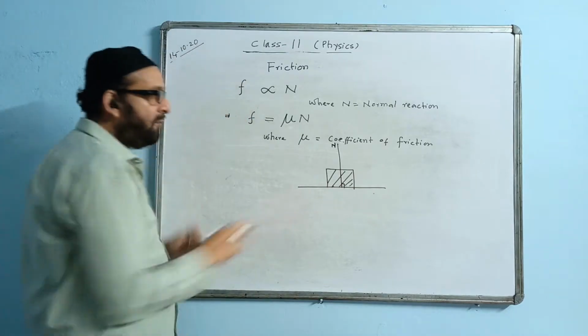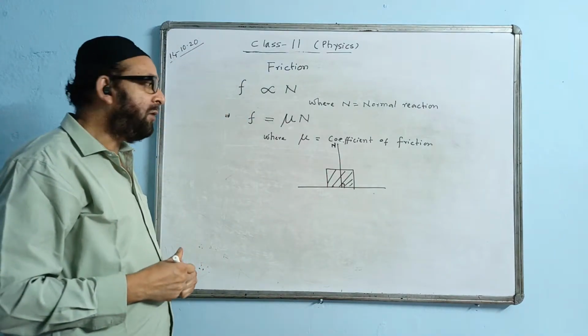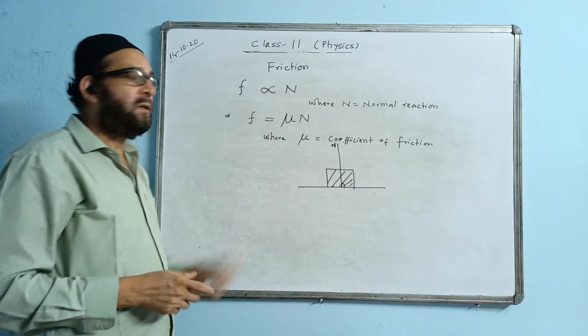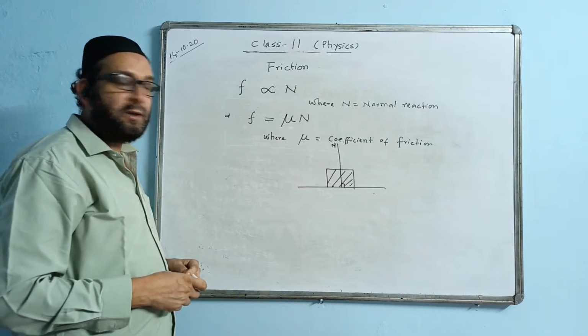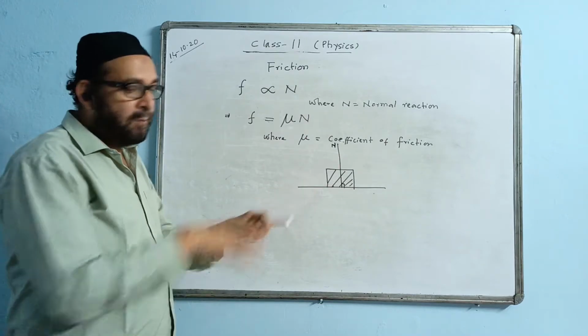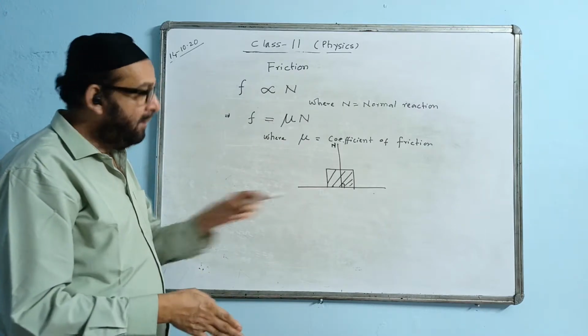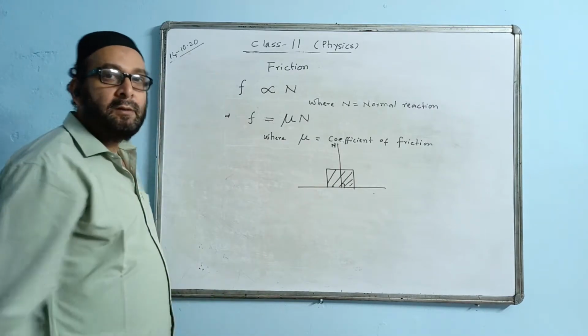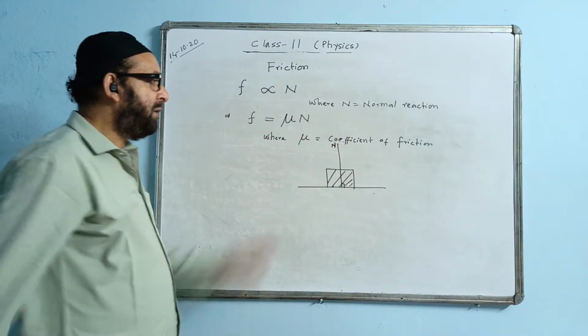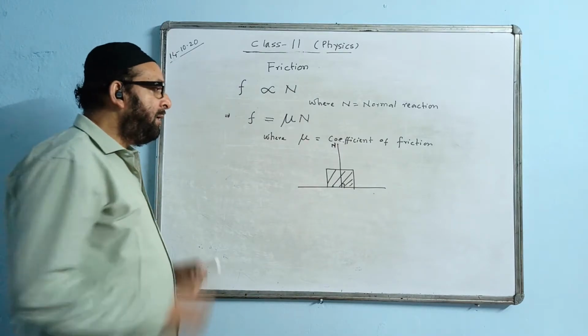It is at 90 degrees to the surface. The reaction will be exactly 90 degrees to the surface. This is called normal reaction. The action, that is the weight of the body, acts downward, and the normal reaction will act perpendicular to the surface in the upward direction. It is called normal reaction.